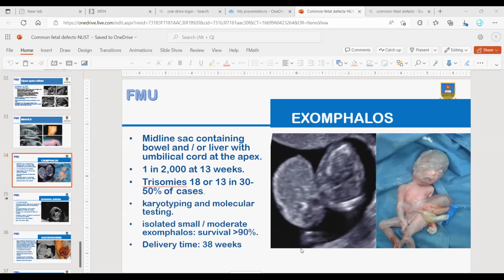The second thing is that there is association with cardiac defects. So the heart has to be checked. Normally, if there is association with cardiac defects, then you know that the likelihood of trisomy 13 or 18 is very high. And these babies certainly have to be offered karyotyping.